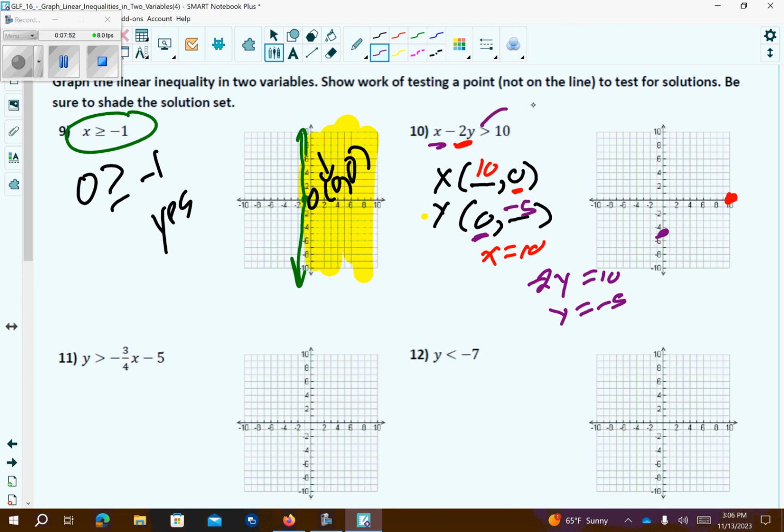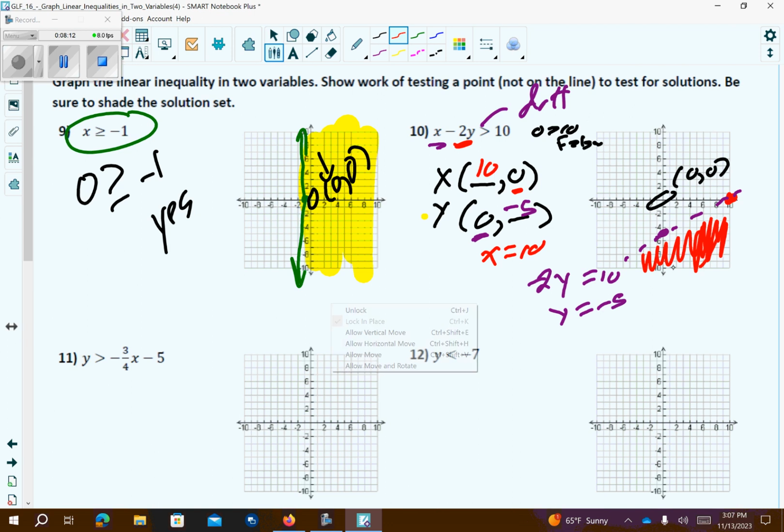This is dotted, okay, because it doesn't have the equal sign. And 0, 0 is a really good point to pick. So plug 0, 0 in. 0 minus 2 times 0, so 0 greater than 10, that's false. So I'm going to shade the opposite side, which is down here. I'm going to shade down in this region.